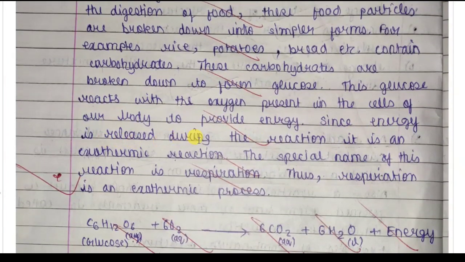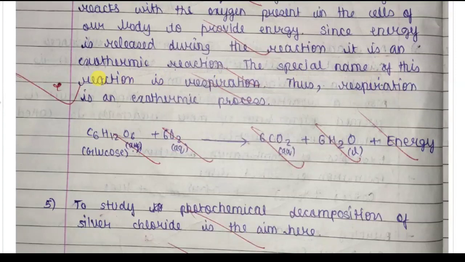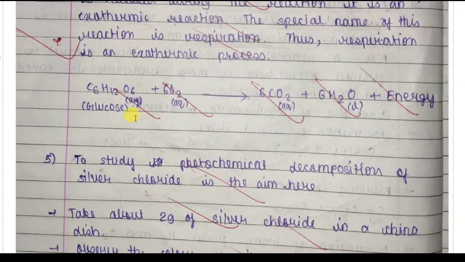Since energy is released during the reaction, it is an exothermic reaction. The special name of this reaction is respiration. Thus, respiration is an exothermic process. The equation is glucose C6H12O6 (aq) + 6O2 (aq) gives 6CO2 (aq) + 6H2O (l) + energy.